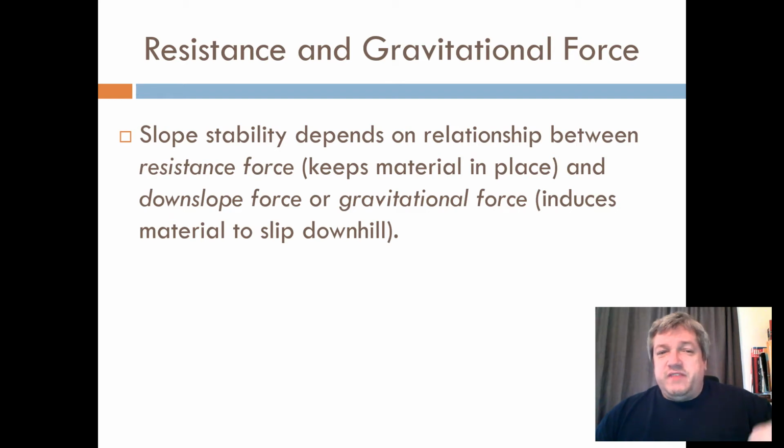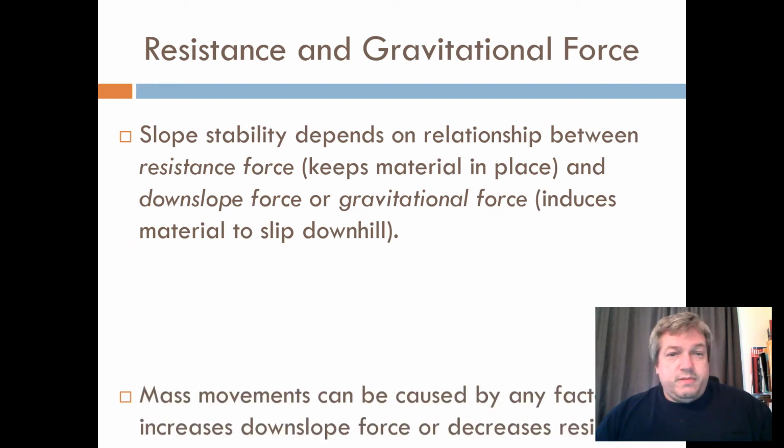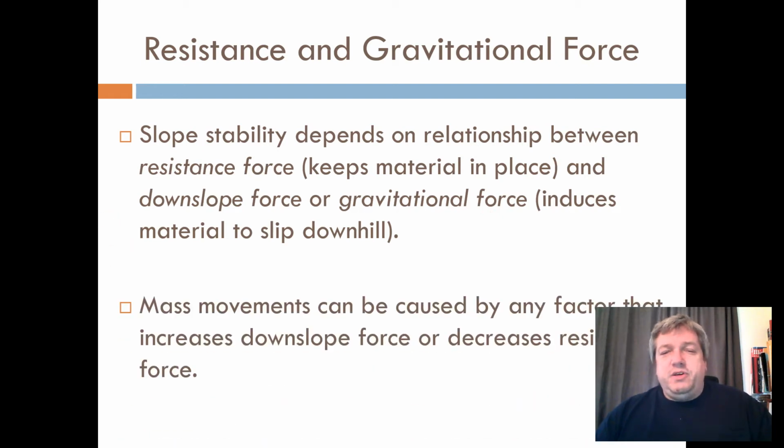But if you've ever stood on the side of a sand dune or a really steep hill and you can't help but slide down the hill, then the gravitational force is stronger than the resistance force. Okay? And so anytime you do something to either increase the downslope force or decrease the resistance force, you're going to have a mudslide. Now, we don't really have a way to change the force of gravity right now. That's kind of Star Trek stuff. So basically, it becomes more about a factor of something that increases the downslope force.